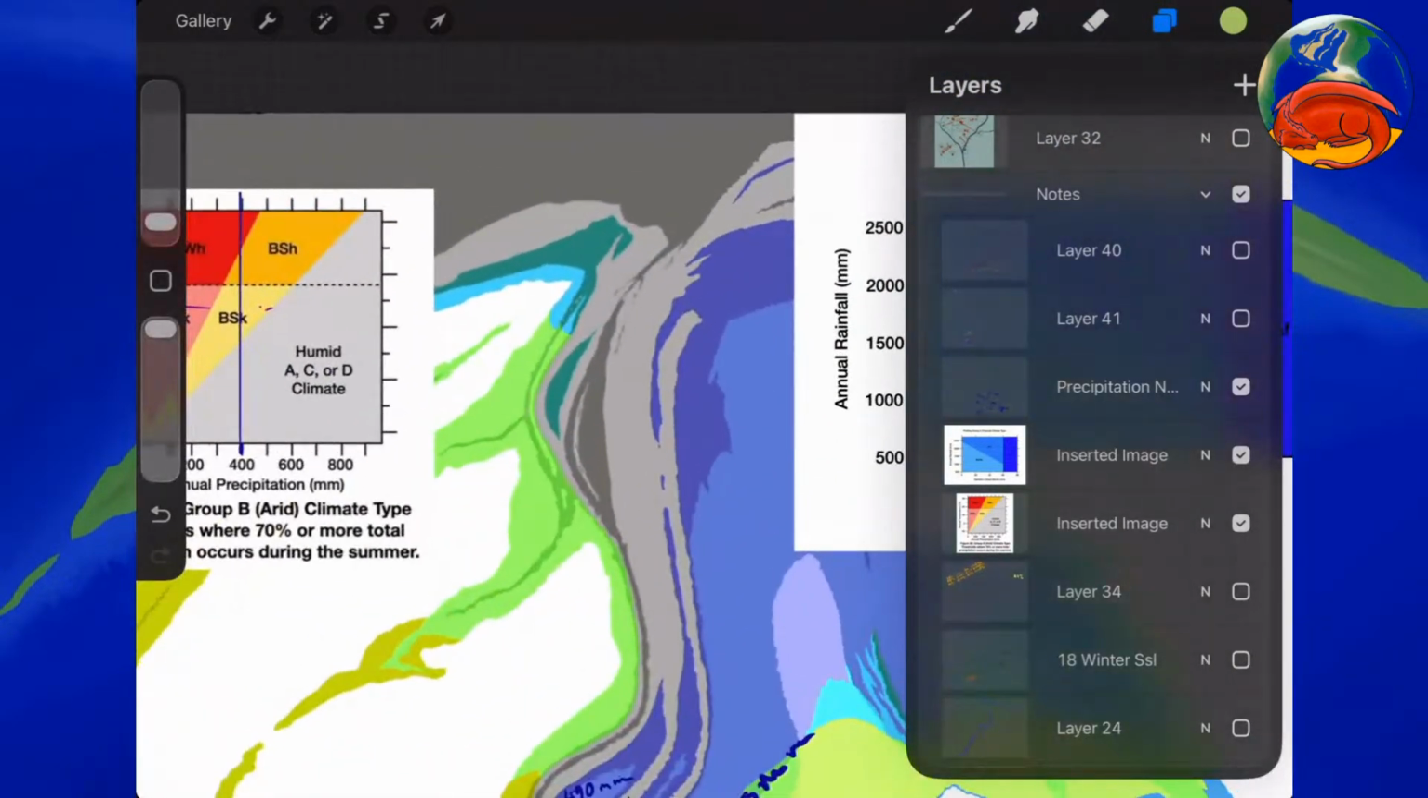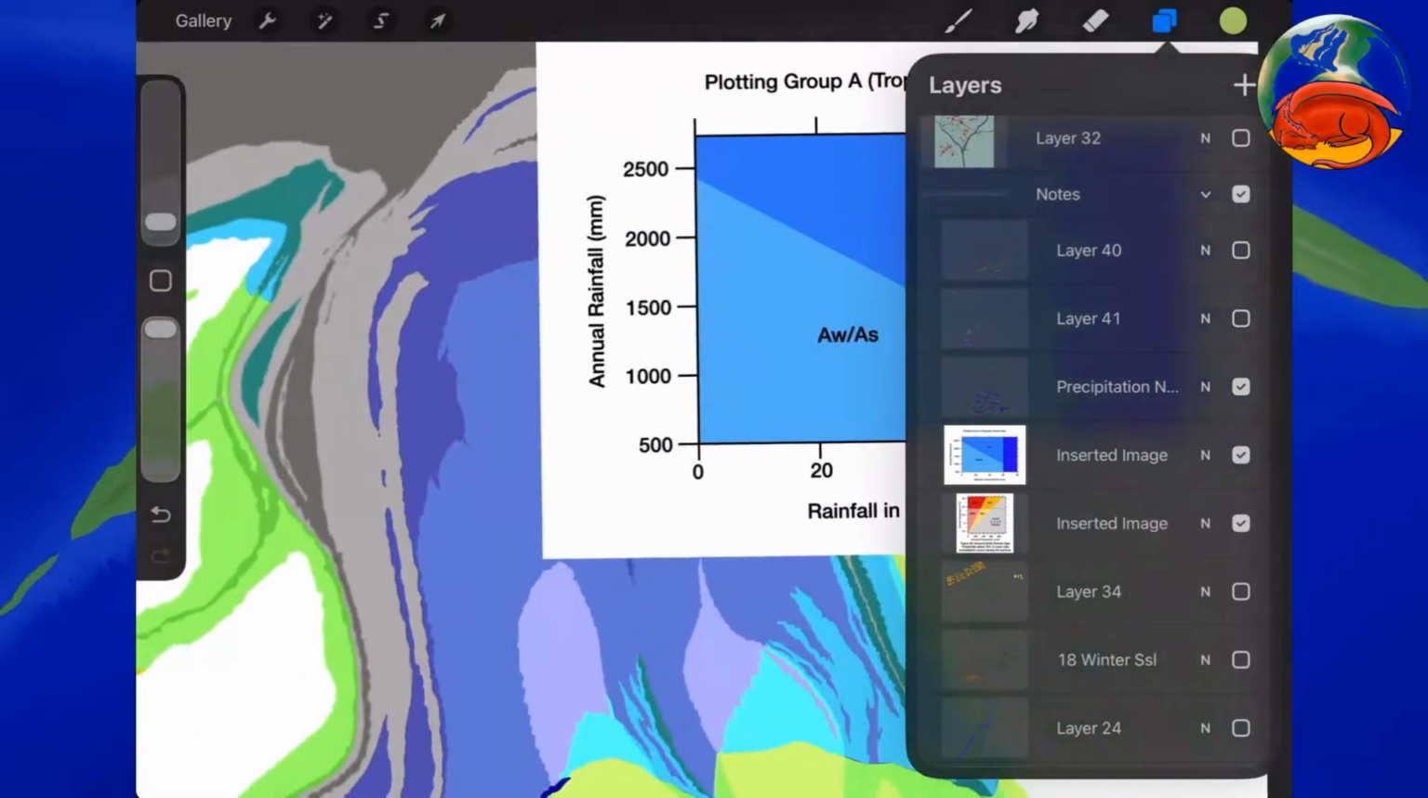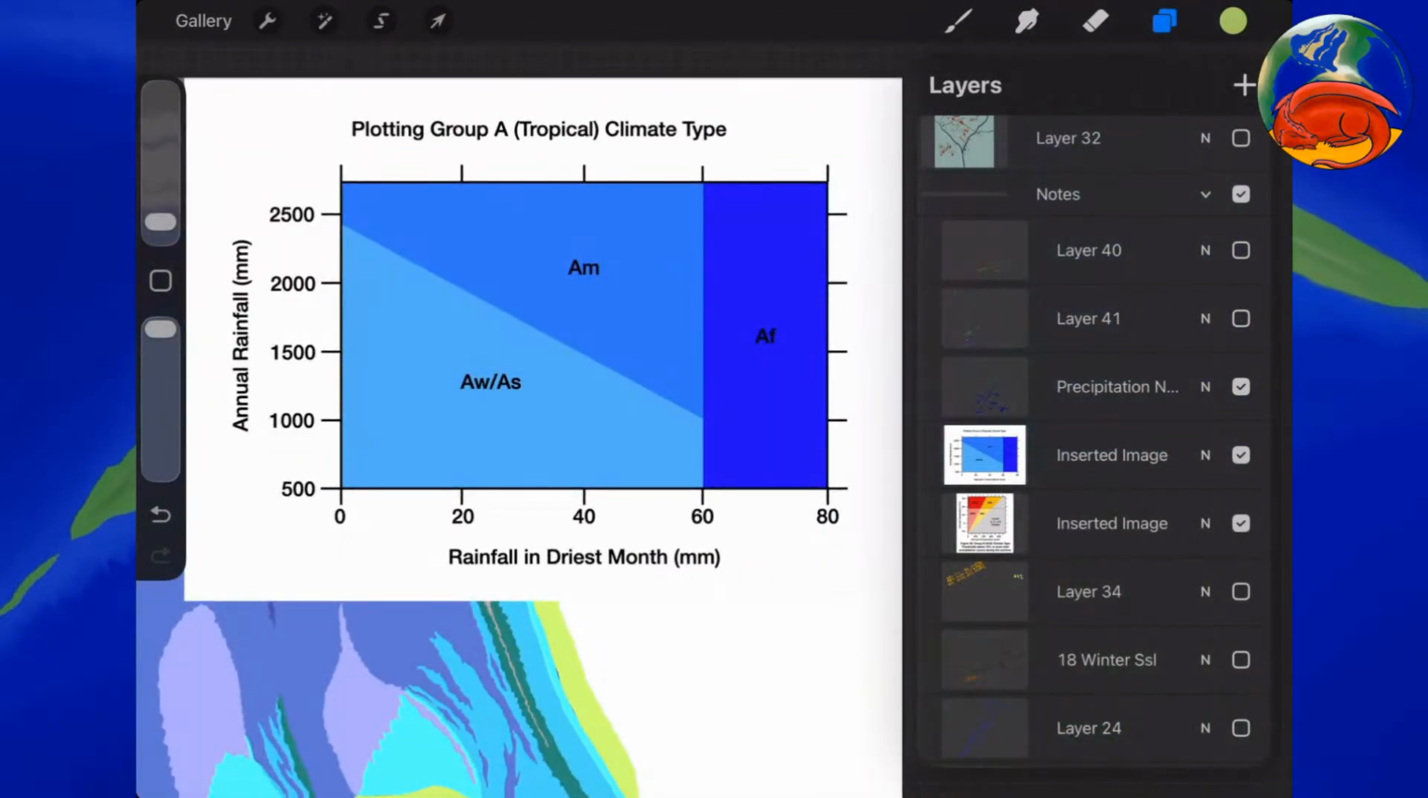And if you determine that your A climate is not going to be arid or semi-arid, then we can move over to here. And for plotting these, we can see that the main distinguishing factor between whether a climate is AF or AM or AW or AS is going to be that 60 millimeters in the driest month.